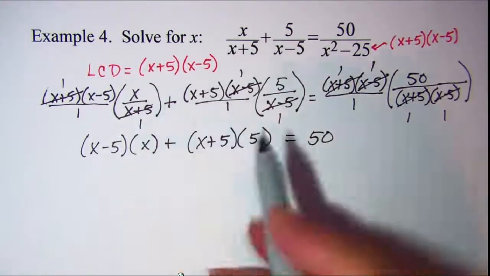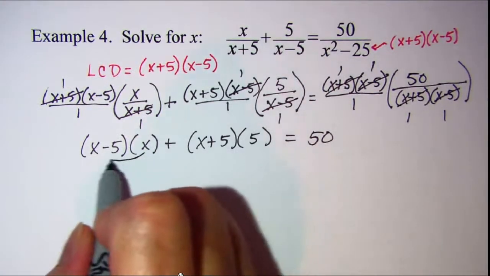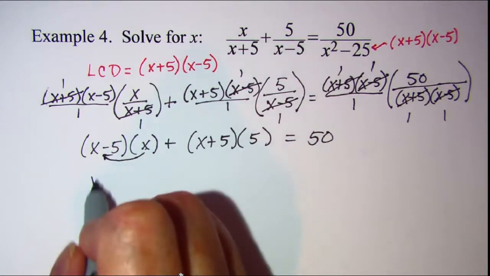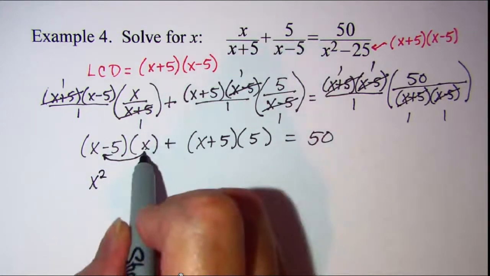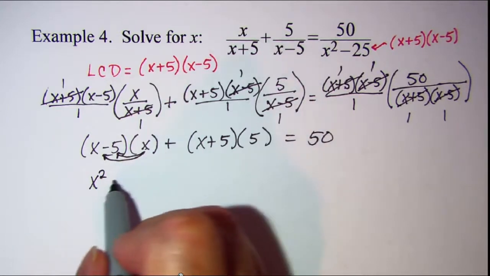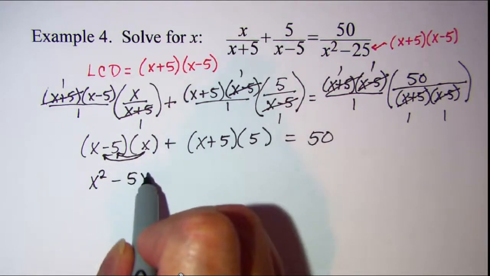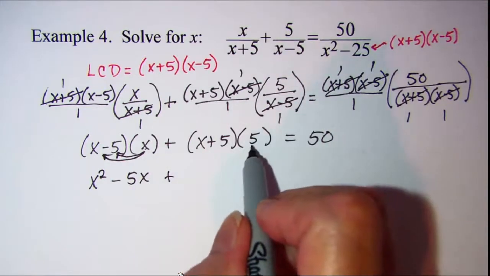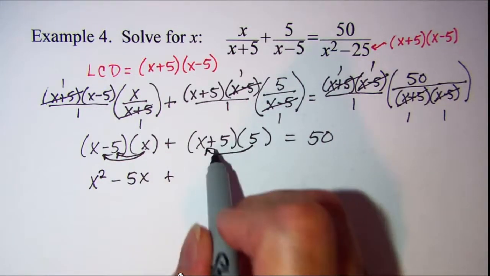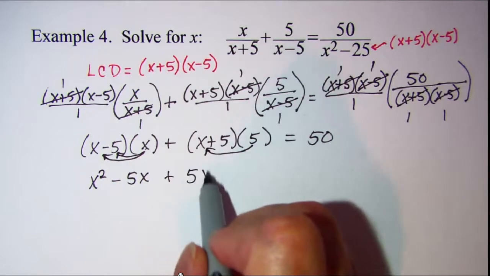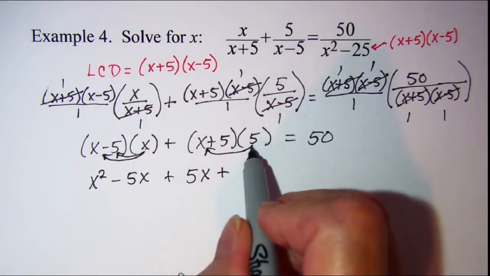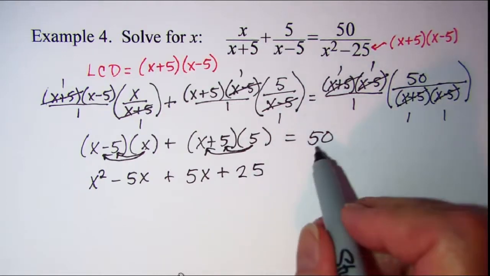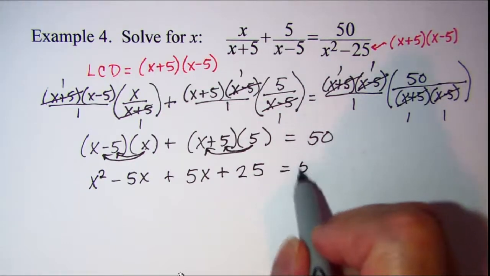So let's distribute here and simplify and get rid of parentheses. X times x is x squared. X times negative 5 is negative 5x. Plus, and then distribute this 5. 5 times x is 5x. Plus, and then 5 times 5 is 25. And on the right side I have 50.